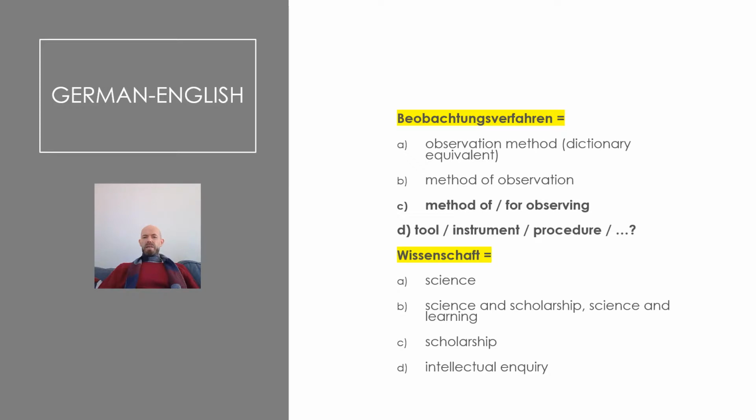Or let's take a simple compound noun like Wissenschaft in German, where we have 4 different equivalents. It could be science, if we're talking only about the natural sciences, but if we consider the humanities as well, we'd have to say science and scholarship or science and learning. Or if we consider the humanities exclusively, we have to say scholarship. A variant that could be used for any of these, I think, would be intellectual inquiry.